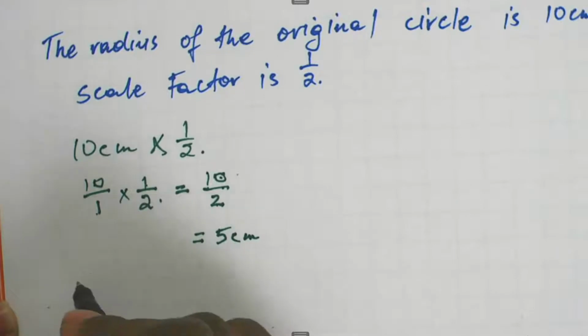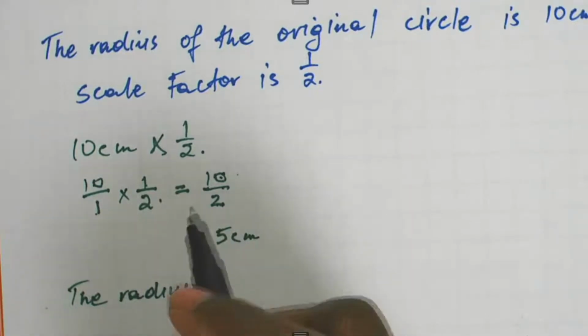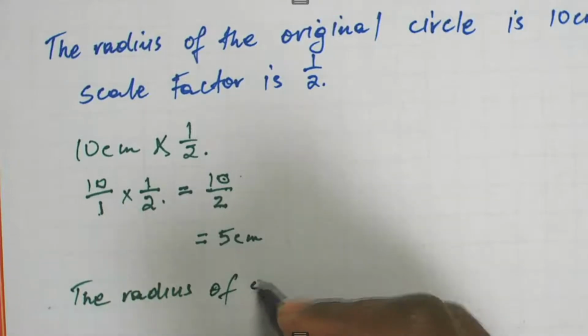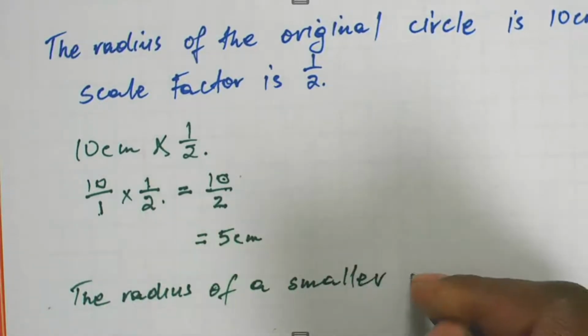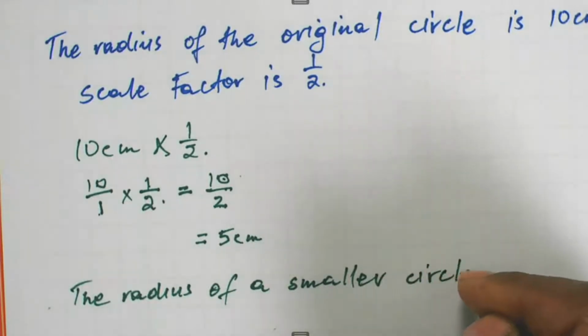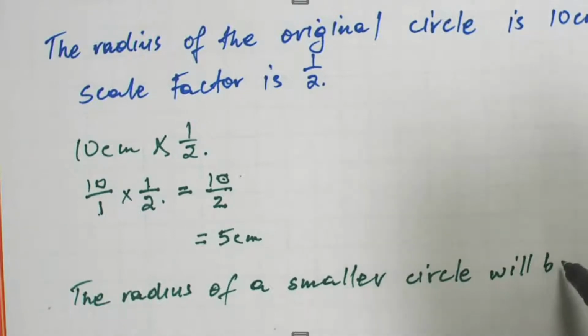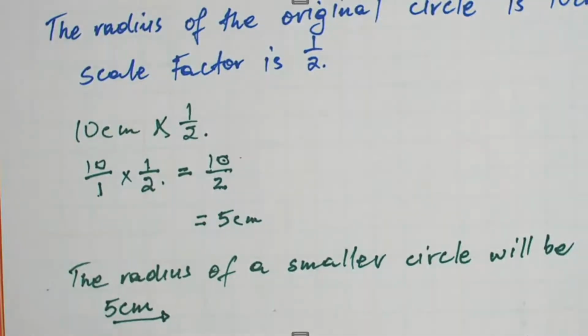So that means, so we are doing our concluding statement there. The radius of a smaller circle will be 5 centimeters.